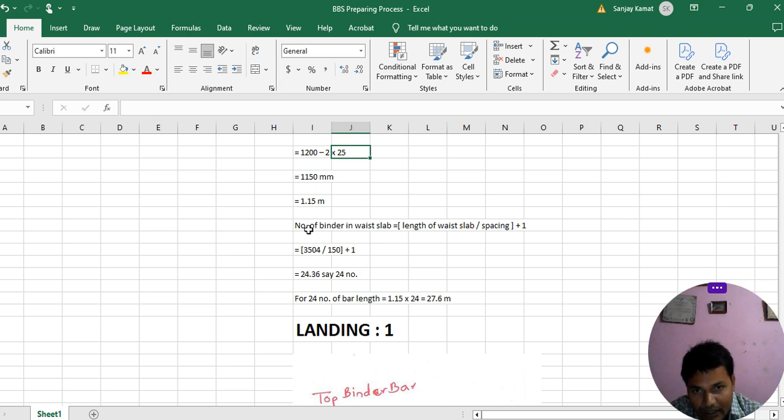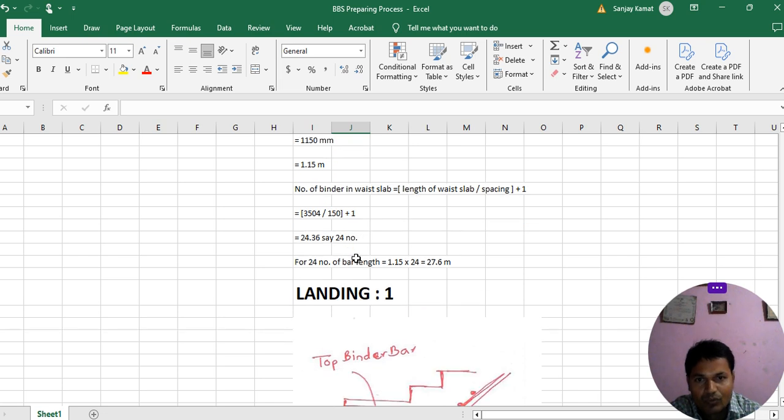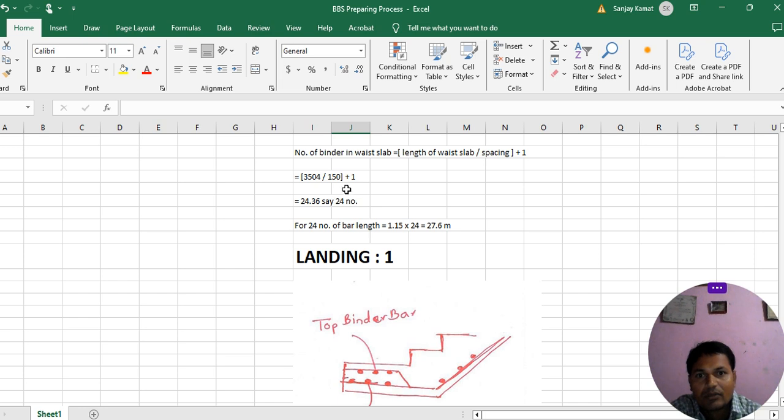Now we are going to calculate the number of binders in the waist slab. To calculate the number of binders in the waist slab, what to do? We have to divide the length of the waist slab by spacing, plus 1. So keep all these values. Length of the waist slab we have 3504, spacing we have 150, and plus 1. After calculation we get 24.36.